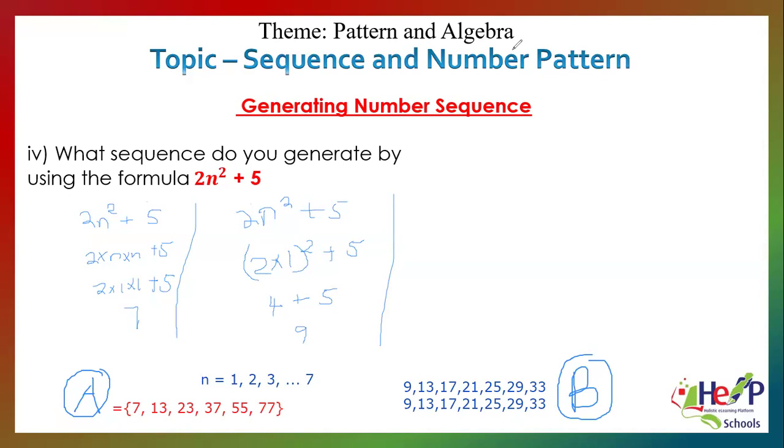Ayo, your hand was up. What were you saying? I think the second one has a problem. Why? Because maybe if they wanted to square both 2 and n, they would have put brackets.